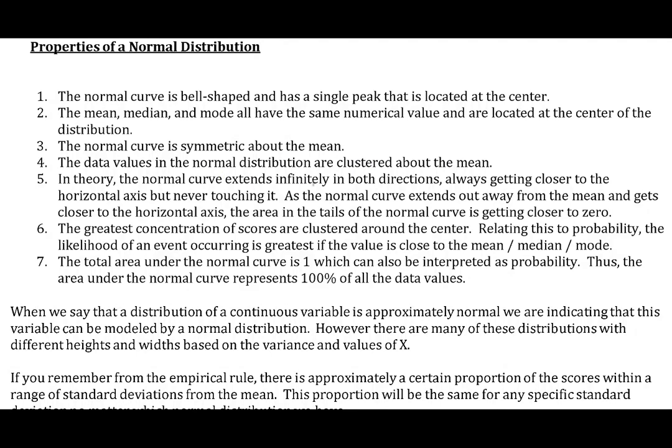In theory, the normal curve extends infinitely in both directions, always getting closer to the horizontal axis but never touching it. As the normal curve extends out away from the mean and gets closer to the horizontal axis, the area in the tails of the normal curve is getting closer to zero. The greatest concentration of scores are clustered around the center. Relating this to probability, the likelihood of an event occurring is greatest if the value is close to the mean, median, and mode. And lastly, the total area under the curve is 1, which can also be interpreted as the probability. As we were talking about before, the area under the curve is the same as the probability for the given region. Thus, the area under the normal curve represents 100% of all the data values.